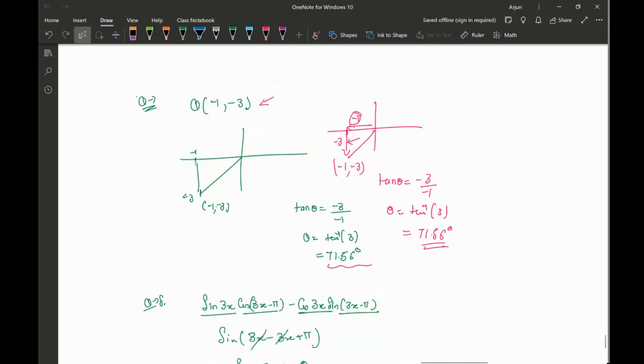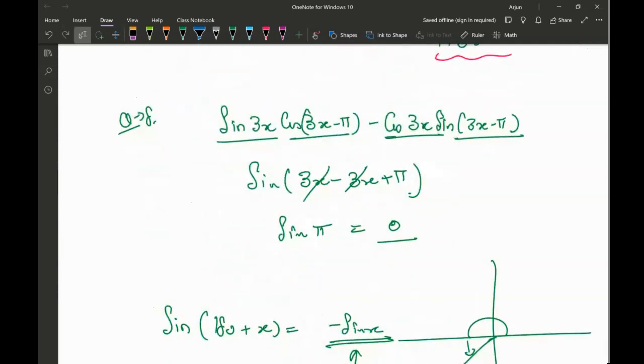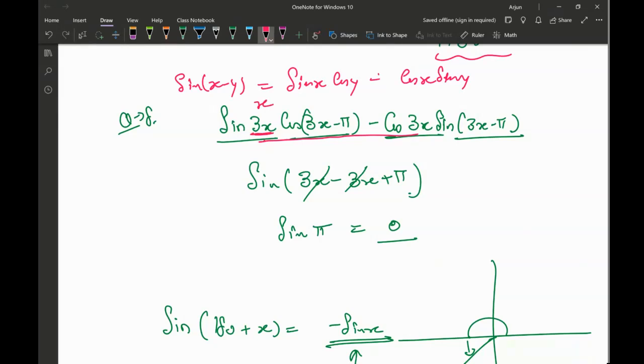So now question number 8. In this one, I can clearly see I've used the formula sine of x plus y, or x minus y. That's the angle I've used, x minus y, which is equal to sine x cos y minus cos x sine y. So this whole thing becomes x, this whole thing becomes y, this becomes x, this becomes y. And then when you club them, make sure it is like this, 3x minus y.